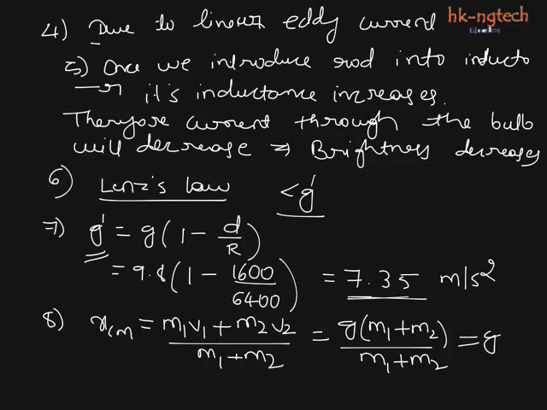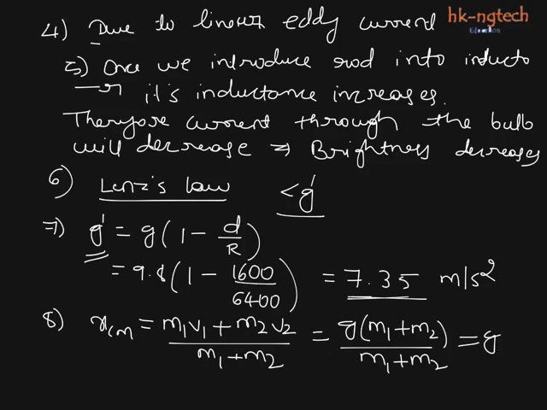Next question, the eighth question. Two balls are thrown simultaneously in air. The acceleration of the center of mass of the two balls when in air is: x_cm, the center of mass, is equal to (m1 v1 + m2 v2) divided by (m1 + m2).